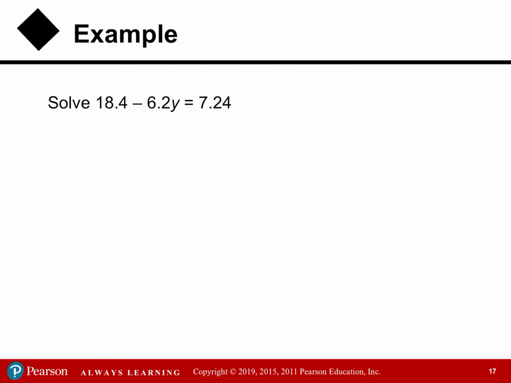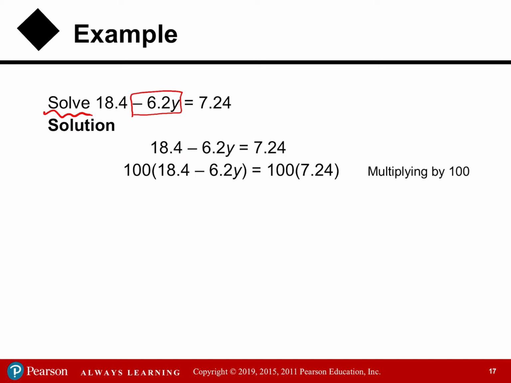Let's do one with decimals. Don't let this trick you or intimidate you in any way. Just go ahead and use your calculator if necessary. All right, so we see that we have a number with a variable, and our instruction is telling us to solve. So let's try to get this y by itself. Let's first get that term by itself. So let's subtract 18.4 from both sides.